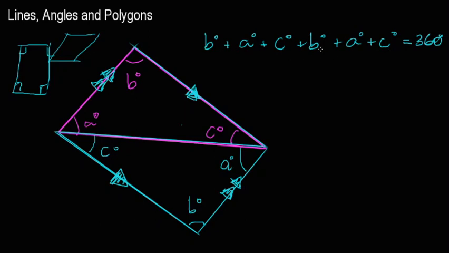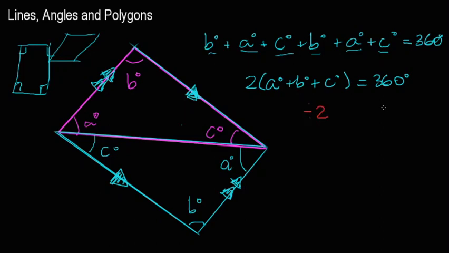But can we combine any of those angles here? Well, I've got two A's, I've got two B's, and I've got two C's. So couldn't I write this as 2A plus 2B plus 2C? I've got two of each, which is 360. Now, if I was to make this the simplest, I could divide both sides by 2. And if I do that, I will then get A plus B plus C is equal to 180. There we go.